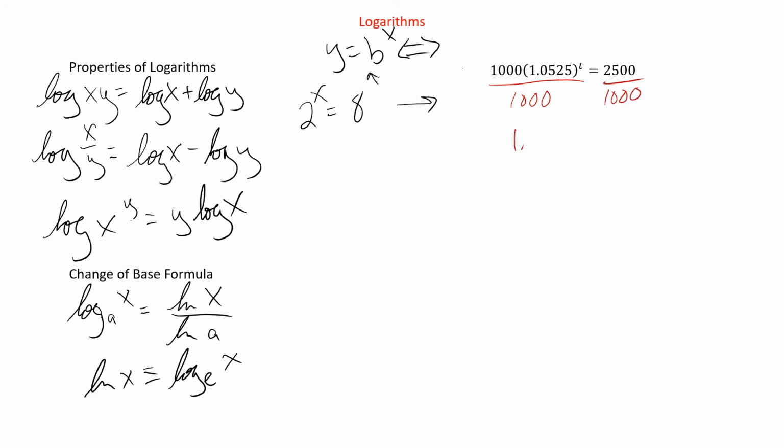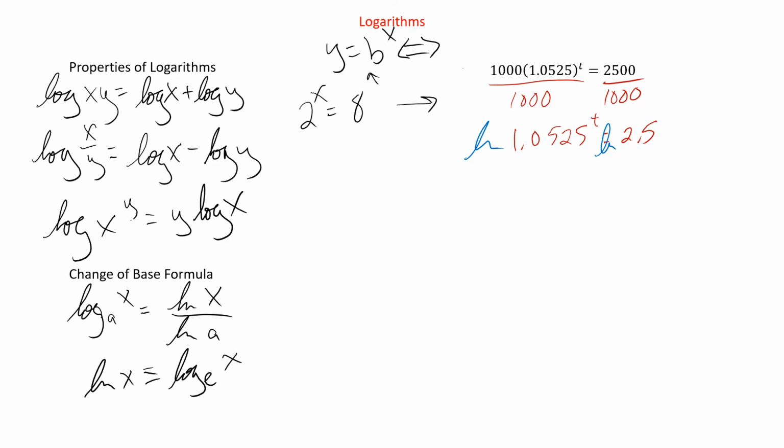which gives us 1.0525 to the t equals 2.5. And the next step is we're going to take the log of both sides. I'm going to take the natural log because that's the one I usually take. Sometimes it doesn't matter. Sometimes the standard log is easier, but most of the time, if something's going to be easier, it's the natural log. So I always take natural log.